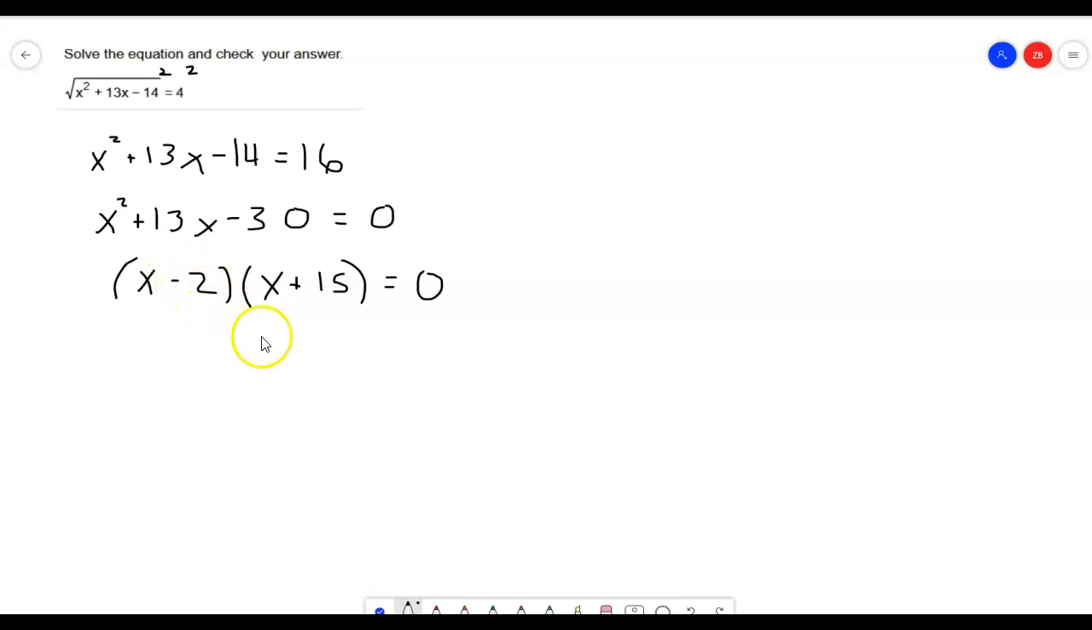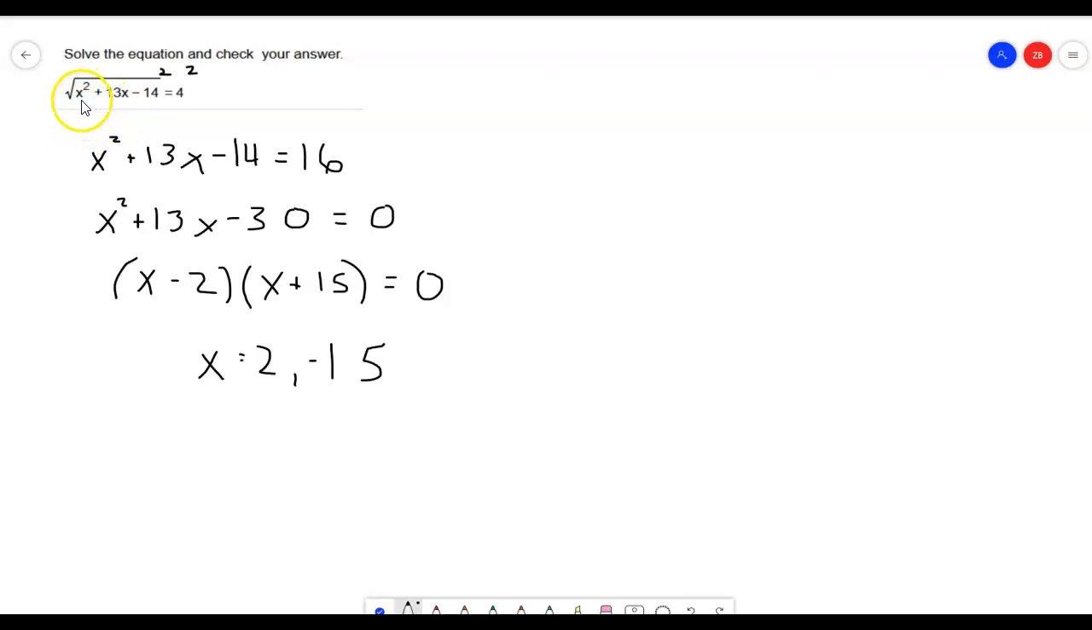And notice that negative 2 times 15 is negative 30, and negative 2 plus 15 is positive 13. So I can set each one of these equal to 0. Therefore, I get x is equal to 2 and negative 15. But now I need to go ahead and check both of these.